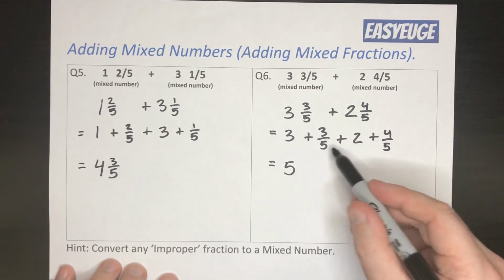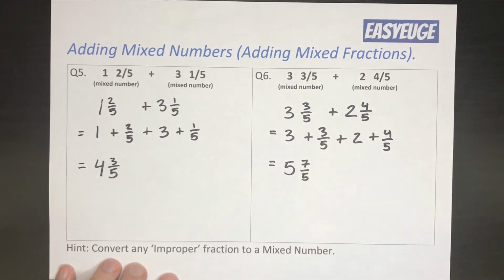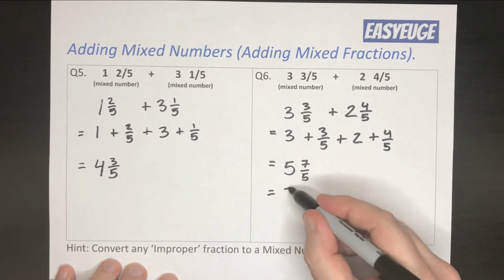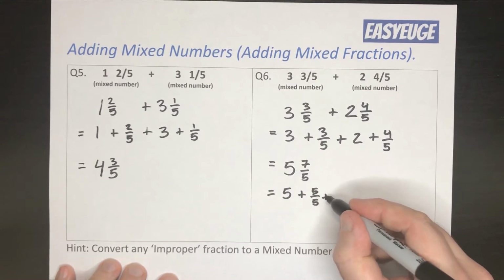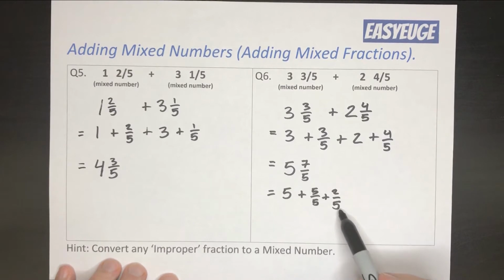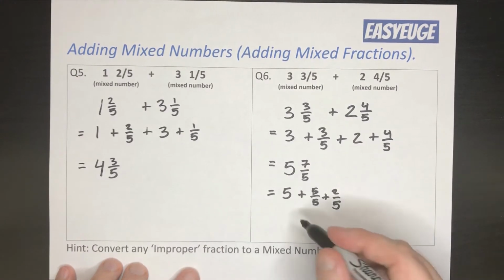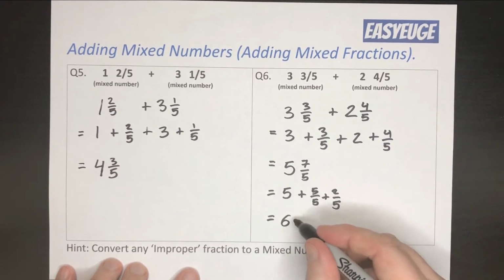3/5 and 4/5. Oh, this is interesting. 3/5 and 4/5. That's 7/5. Now that's an improper fraction. So we need to do something with this. So this is the same as 5 plus 5 over 5 plus 2 over 5. 5/5 and 2/5 are 7/5. Okay, so we can see that 5 over 5 is 1. So this is actually 5 plus 1, which is 6, and 2/5.